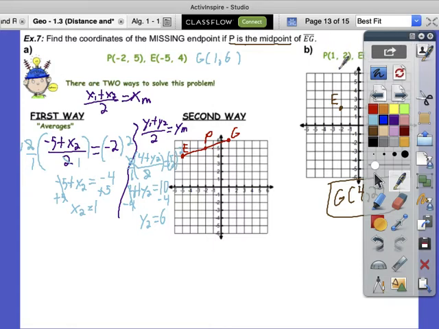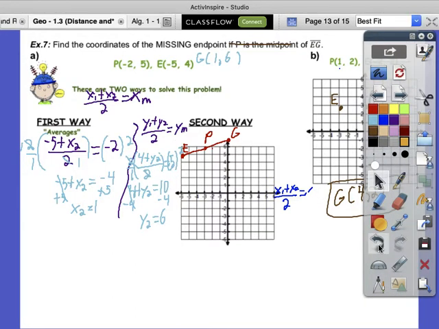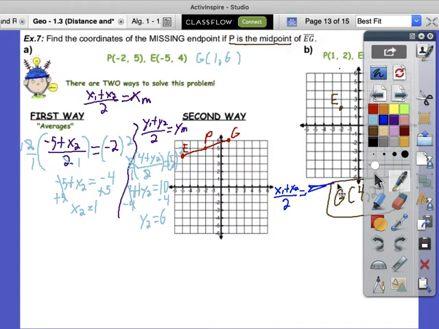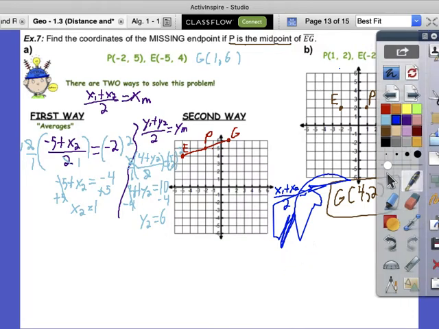If I were to look at the first way real quick, again, when I say I'm going to do x1 plus x2 over 2, that's going to equal x of the midpoint. Look, I'm not even touching the board and it's doing that. I'm away from the board. Touching, you can hear it. Away, and it was doing that. My goodness.